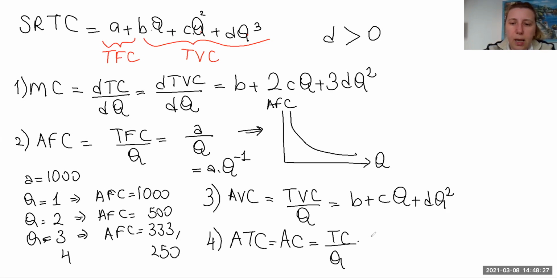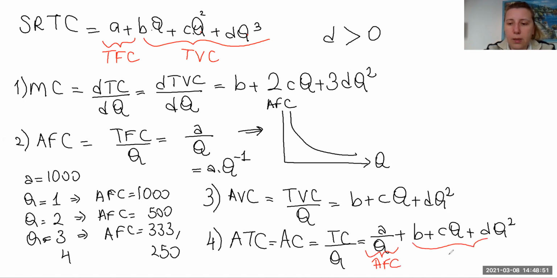It is A over Q plus B plus CQ plus DQ squared. And as you can see, this part is the average fixed cost, and this part is the average variable cost. So the average cost is the sum of average fixed cost and average variable cost.